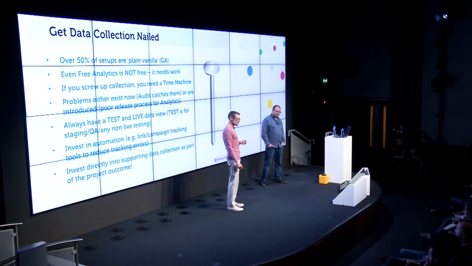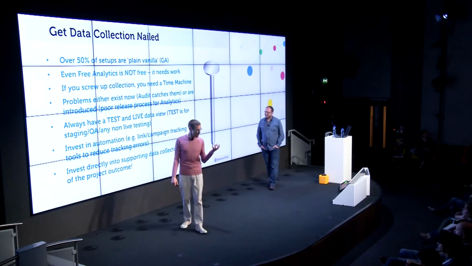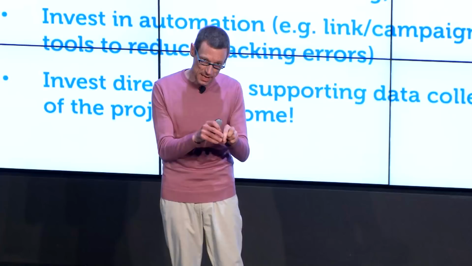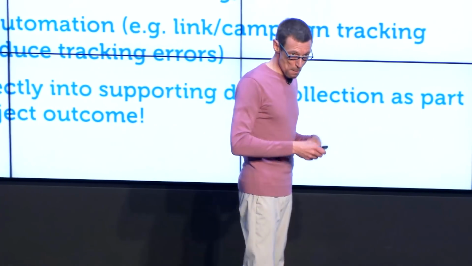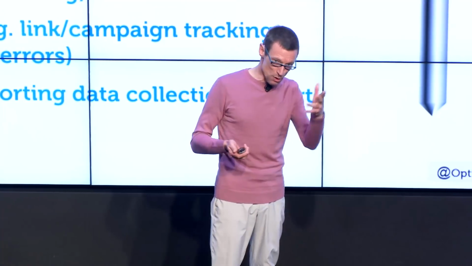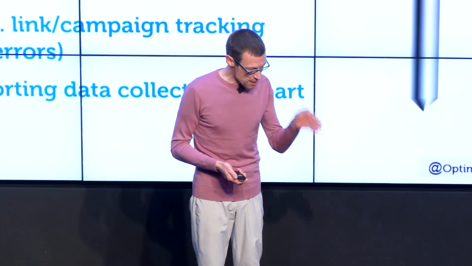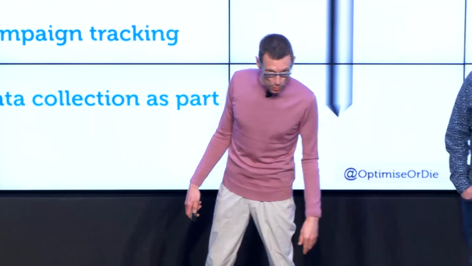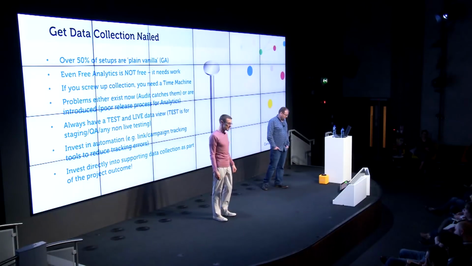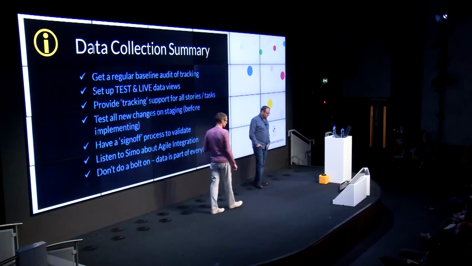And you need to invest in automation. If you're asking people to put tracking links in everything that they do, give them a ruddy tracking system that they can type in and it will give them a link, right? Because otherwise, you know what happens. People will make their own link strategy up and then all your data is messed up. So if you invest directly into supporting data collection as part of your project outcomes, then you will get much better measurable data. The feel the fear, do it anyway, measure the results thing doesn't really work if you don't measure the results, and you can't do it.